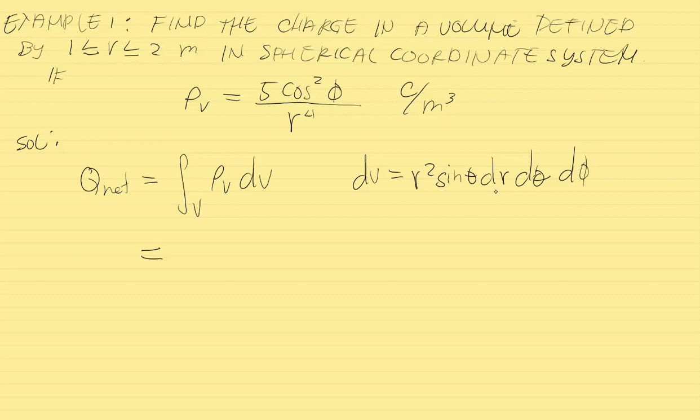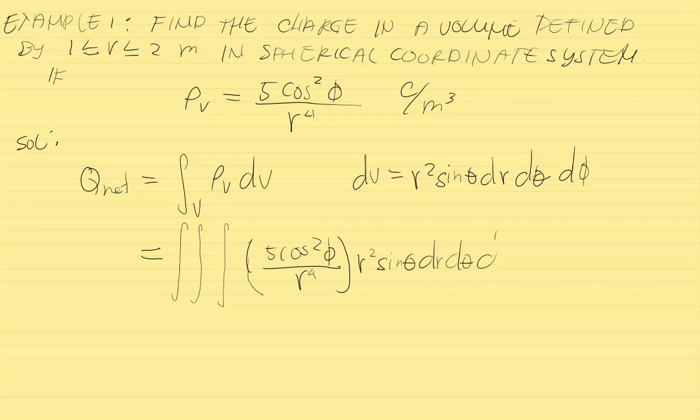We're given the volume charge density, and we know the differential volume, so we can now solve for this. It will be a triple integration because we have a triple differential in the differential volume, and rho v will be equal to 5 cosine squared phi all over r raised to 4. We multiply this with the differential volume, which is r squared sine theta dr d theta d phi.